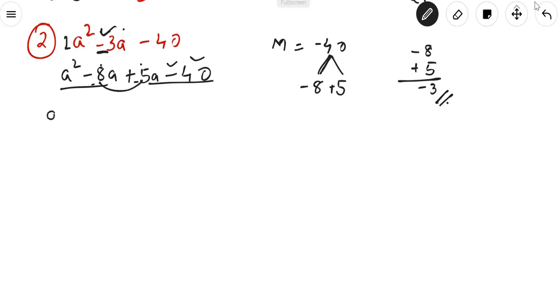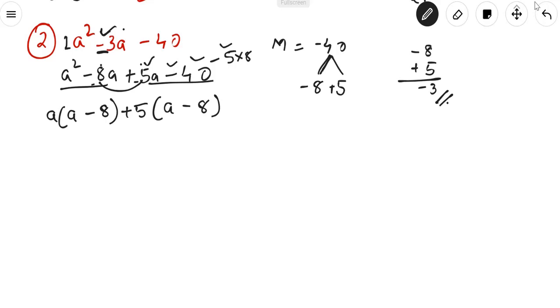So if I take a common here, a minus 8, okay, so plus 5, plus 5, I take a common here. So a minus 8. Okay, because 40, how do I write? 5 into 8, 5 eights are 40. So this 5 and this 5, I'm going to take out common. That is, I'm going to take common here.